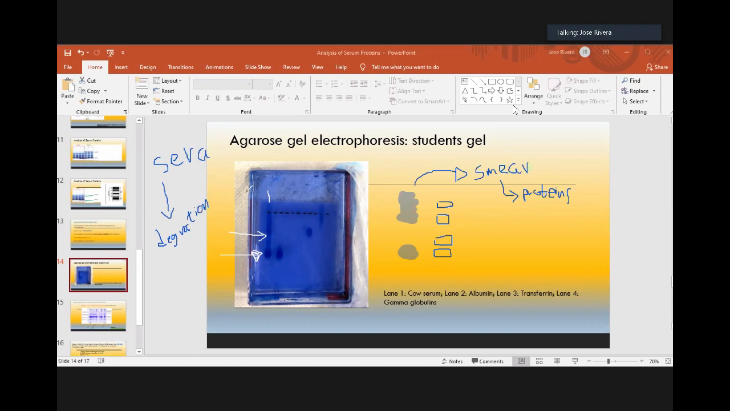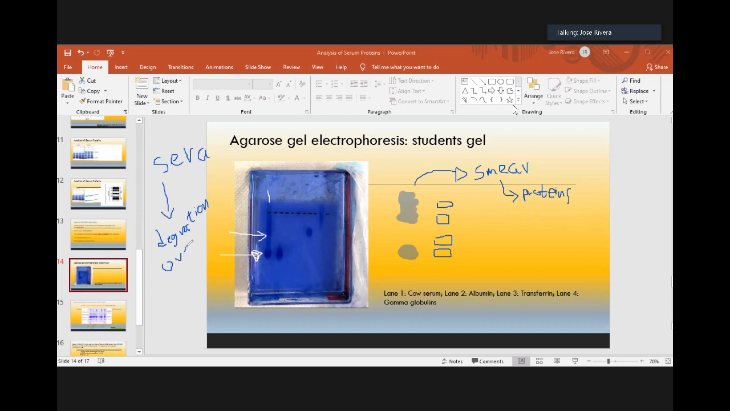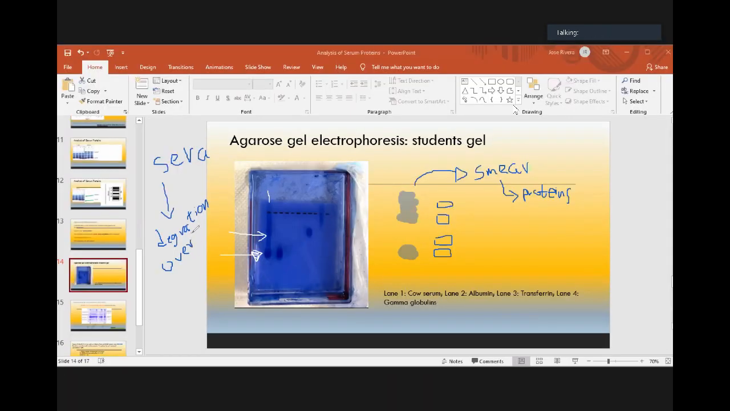The other thing that could happen is if you overload the system. These gels are very tiny, right? So if you add too much, you overload with too much concentration here. And the sera would have been old.